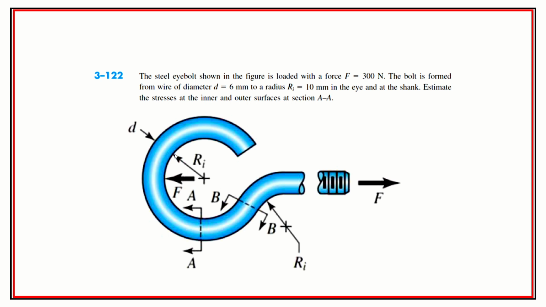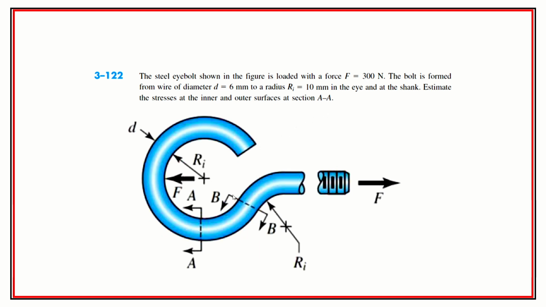We got this eye hook. It's got a 6 millimeter diameter wire. It's bent, so its inside radius here is 10 millimeters. Also, this curvature is 10 millimeters. And we have 300 newtons, and we want to find the stresses at AA.